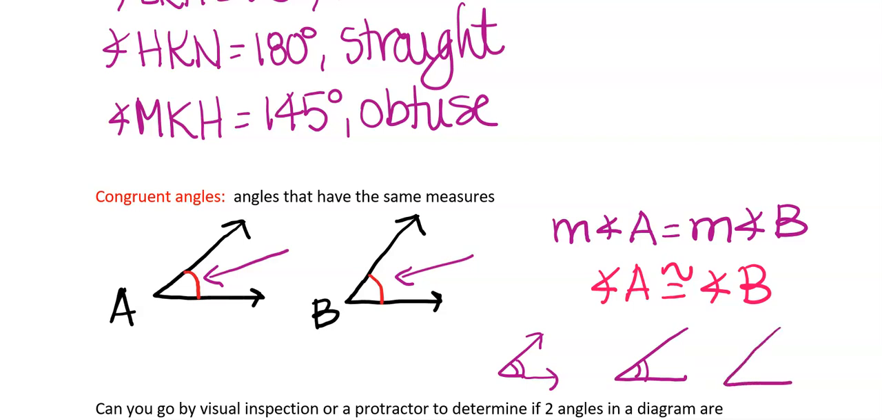If they have something like this, those are not congruent because they don't have the same markings. So you're basically looking for the same markings in those angles. Remember that the measures of the angles are equal, but the angles are congruent. Measures are equal, angles are congruent.